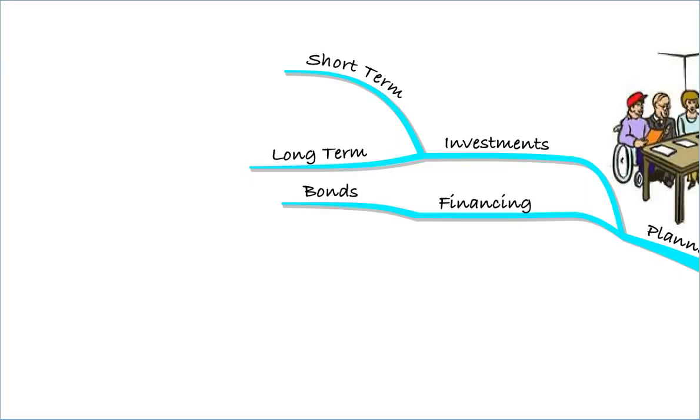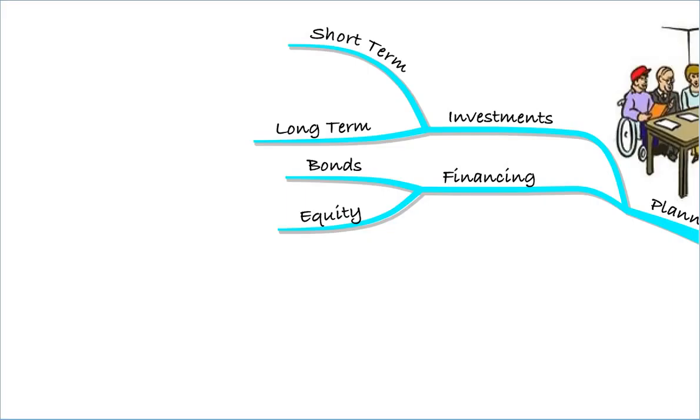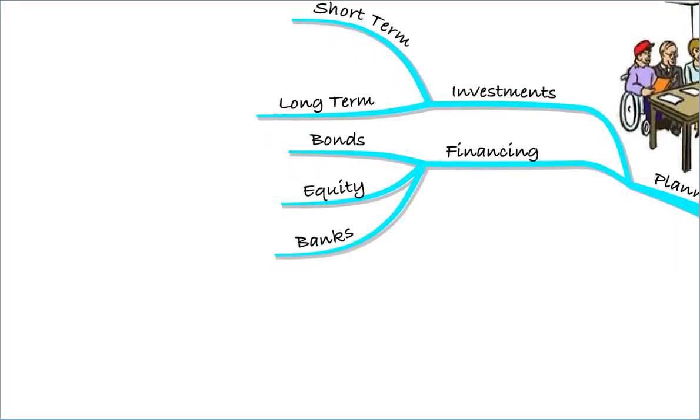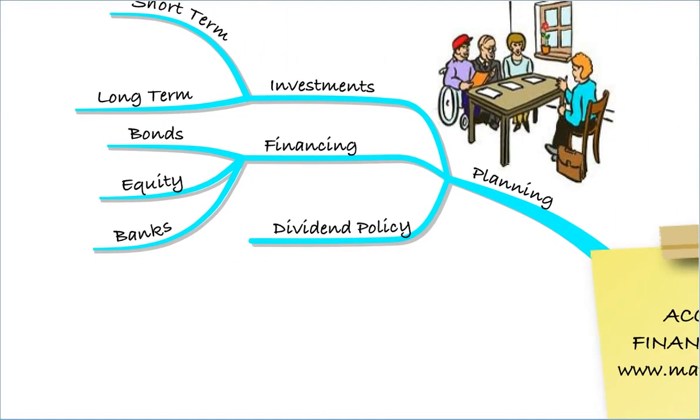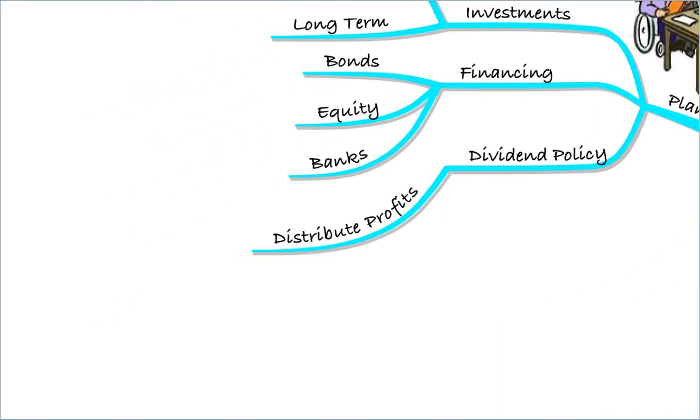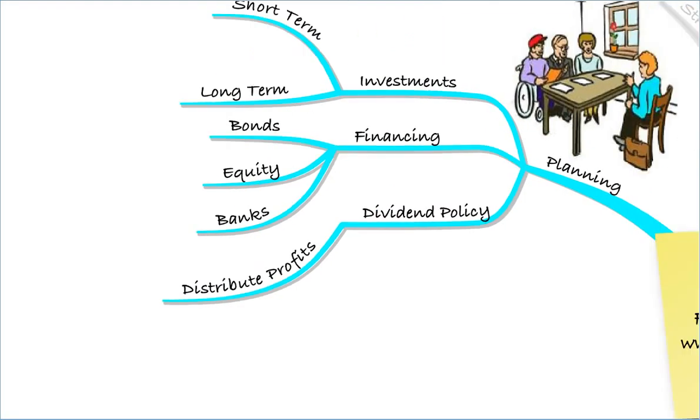Debt in the form of bonds, equity in the form of shares, or indeed debt in the form of bank debt as well. And we look at those in detail throughout the course. We then need to think about dividend policy. That needs to be planned because we need to know how are we going to distribute all the lovely profits that we're going to make from our investments. So those were the three things that we talked about planning.